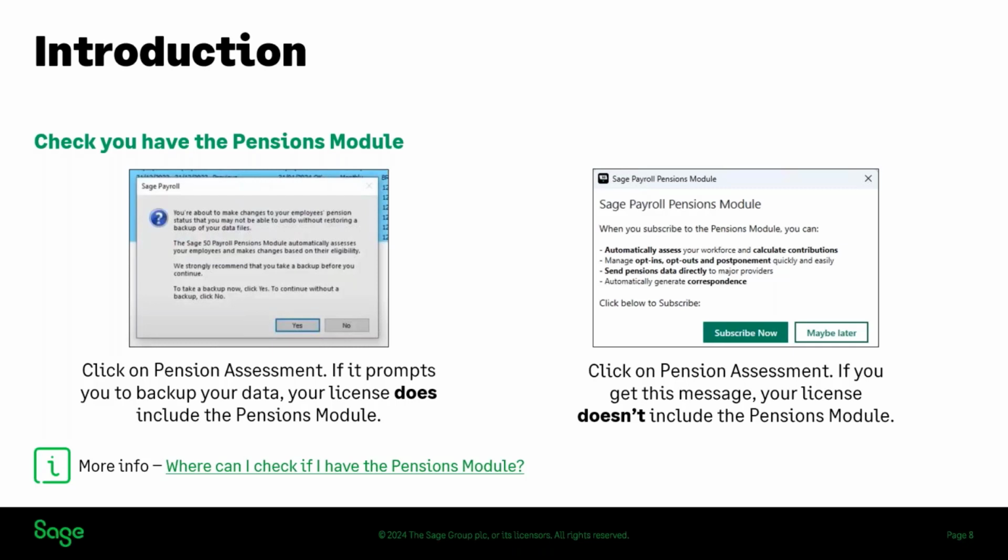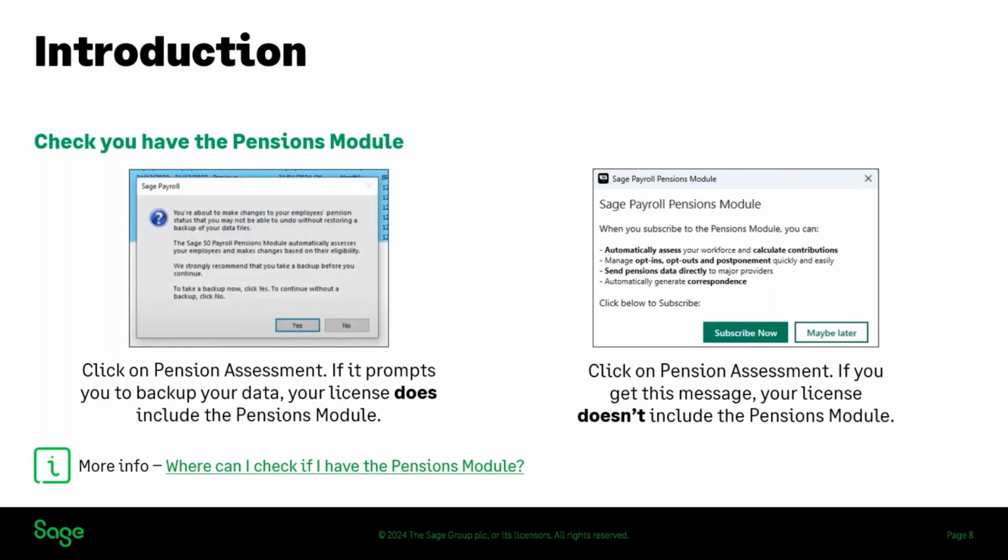Or if you see the image on the right asking you to subscribe to the pensions module, that means your current license doesn't include it. And you can get in touch with our team if you were interested in adding that on to your subscription. And you can read more about this following the link again on the handout.